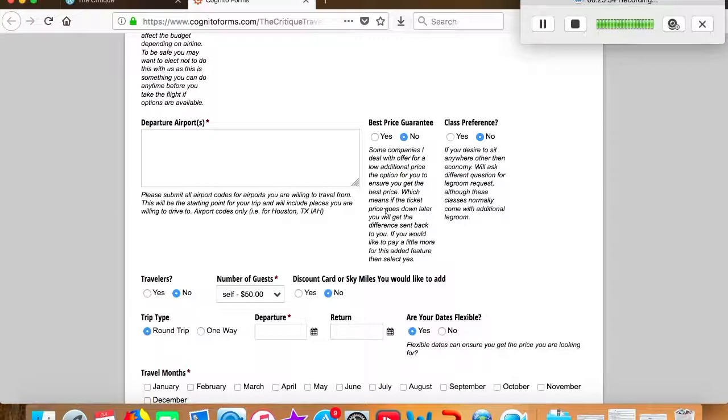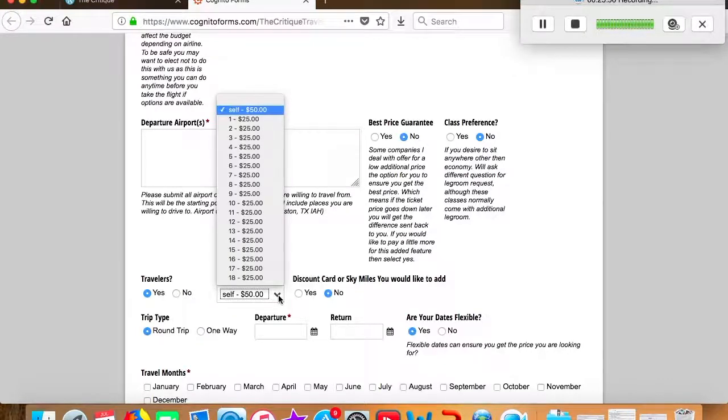But because it's not as much work as the initial one, it is less. I charge only half price for each additional person. So if it's just you, all you have to do for travelers is keep it on no. If it is more than you, then you need to click yes.